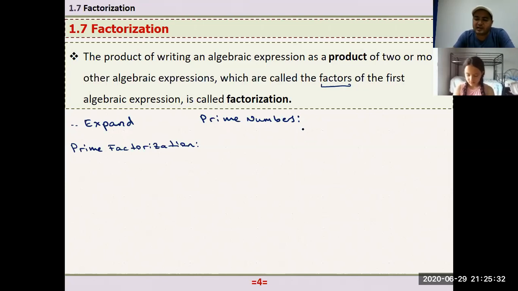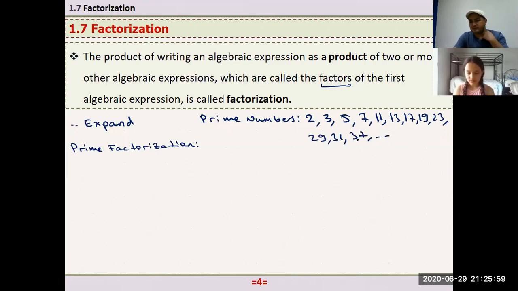What numbers have exactly two different factors, like 2? What are the factors of 2? 1 and 2, right? It's divisible by 1 and 2. Another one is 3. 1 and 3. 5. 1 and 5. 7. 1 and 7. 11. 1 and 11. 13. 17. 19. 23, right? And 29. 31. 37. These are the prime numbers.